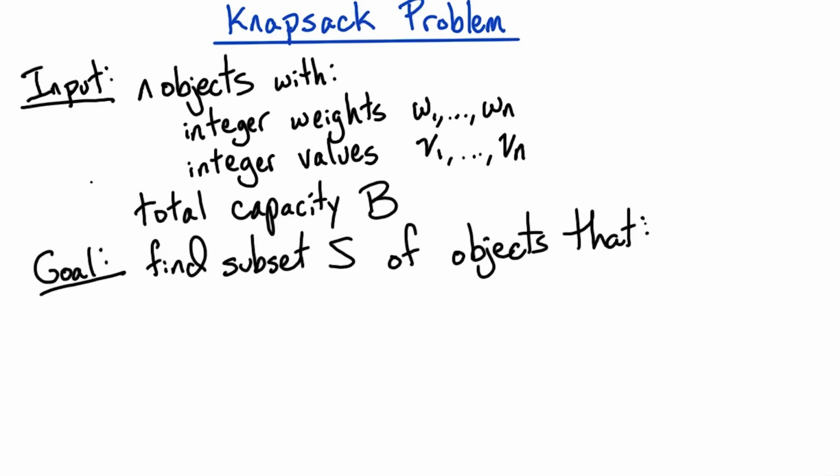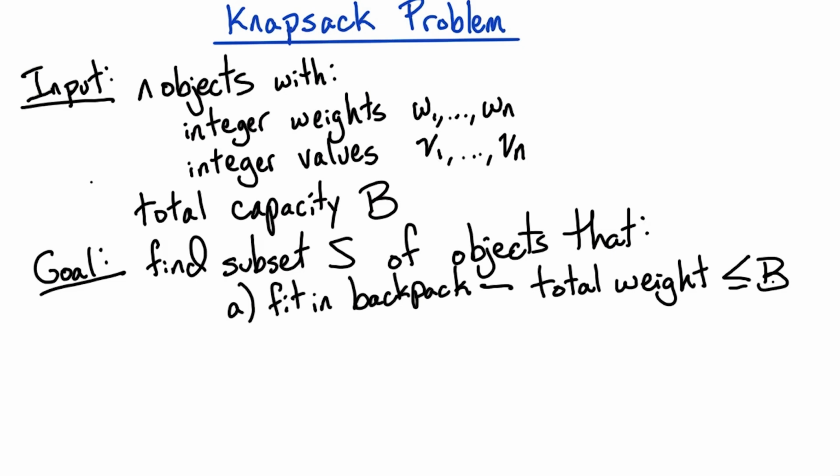Our goal is to find a subset of objects. We need this subset of objects to fit in the backpack. That means that their total weight is at most capital B. And we're trying to find the subset with maximum value, maximum total value.